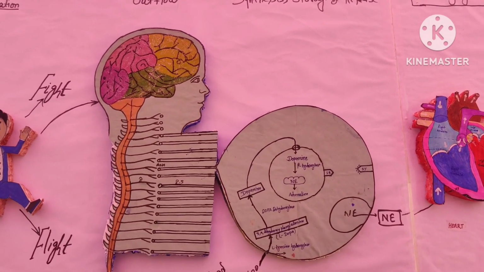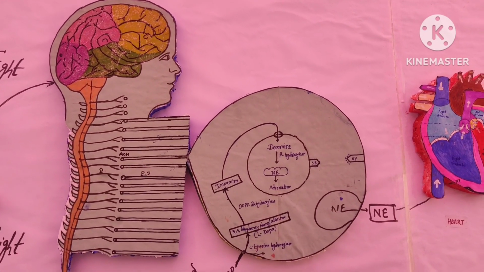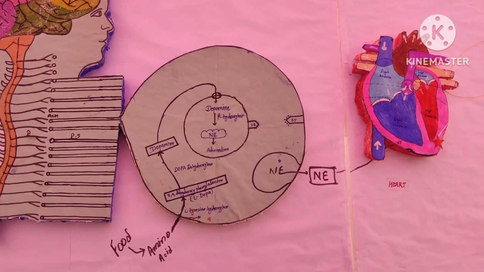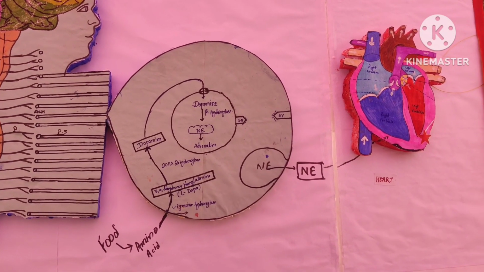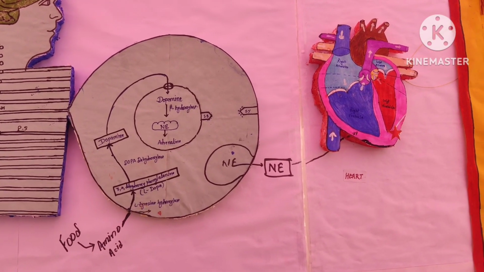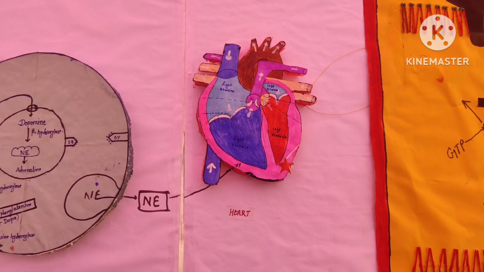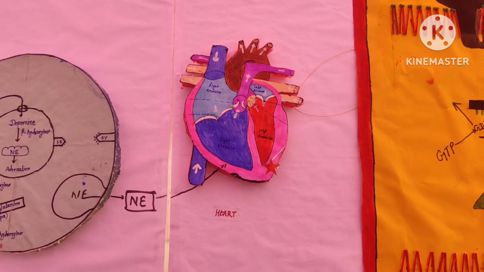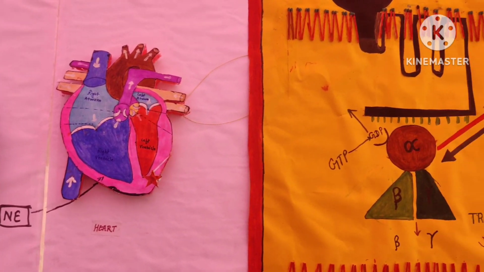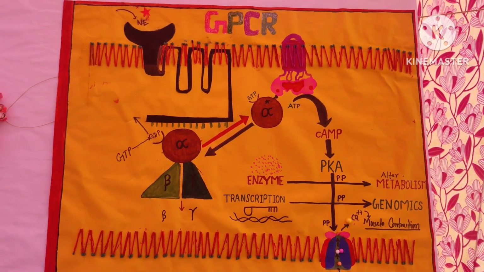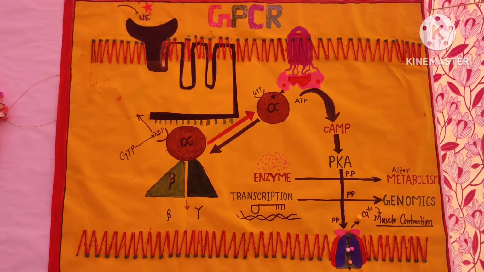This sympathetic nervous system will activate the synthesis, storage and release of the neurotransmitter, that is norepinephrine. This norepinephrine will go and bind to the cardiac muscles, that is the cardiomyocytes, and zooming in on this cardiomyocyte, a single cell, this is the GPCR, G protein coupled receptor.